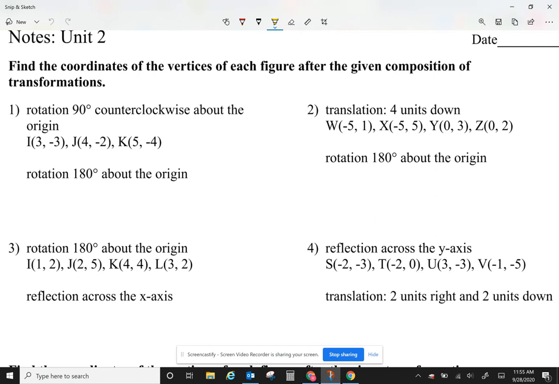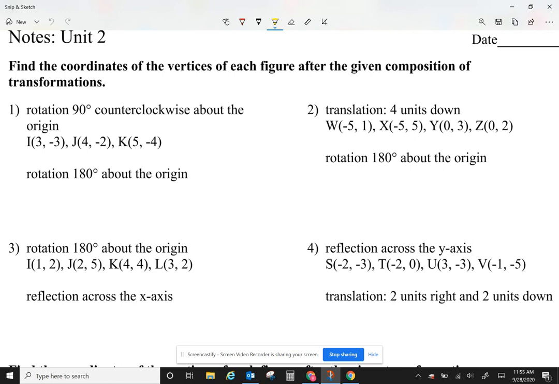Now, when it comes to translation and dilation, things totally change. The values totally change. In translation, I'm going to be adding or subtracting values. In dilation, I'm going to be multiplying by the scale factor. So the values are totally going to change. But once again, the special cases in reflection and rotation are included in the notes.